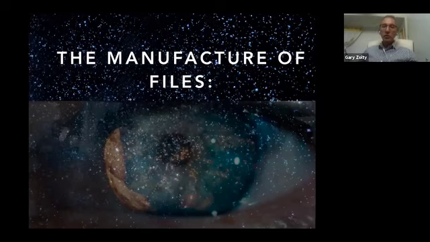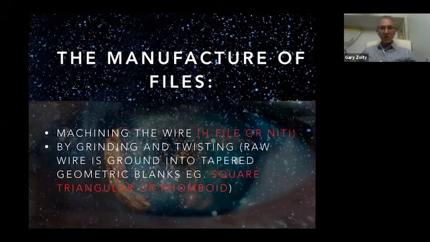They could also differ by the manufacturing. We've explained it before. There could be machined files, the H file, the headstrom file, or NiTi files or machines. By grinding and twisting, that means raw wires are ground into tapered geometric lengths, either square, triangular or rhomboid.